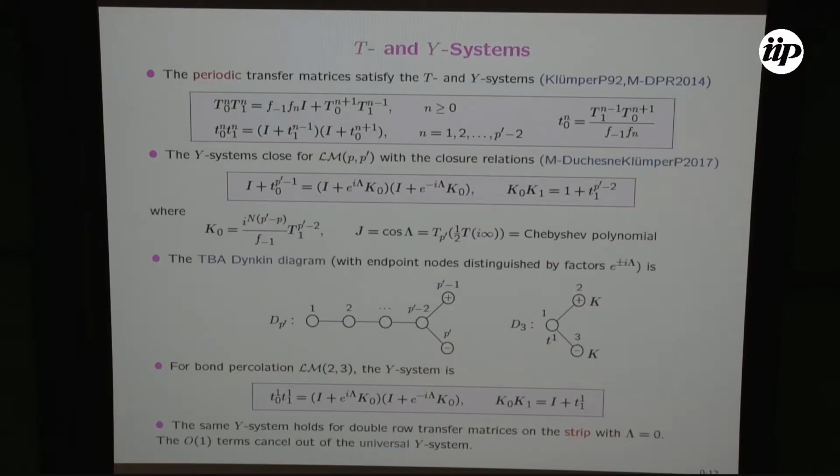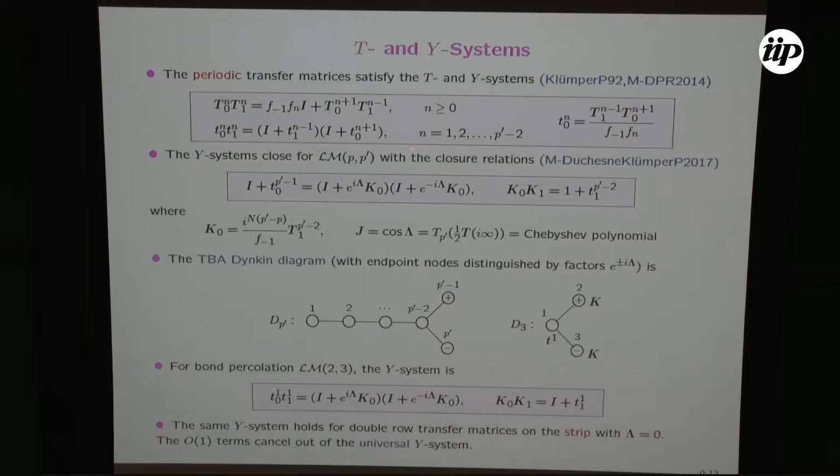From the fusion hierarchy, it's known since '92 that you can go to the so-called T-system, and here are the T-system equations. And again, they hold in the rational setting, studied by Andreas and myself in '92, and in the logarithmic setting.